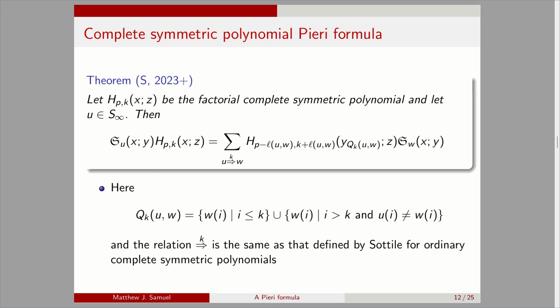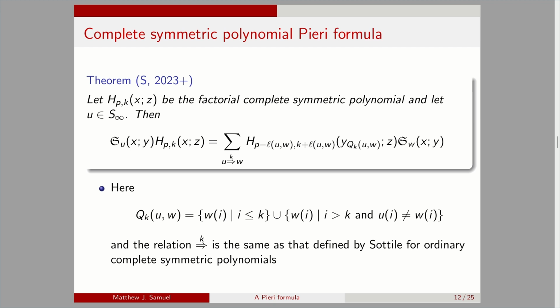And we substitute this set Q k of u, w for the indices of the y variables, and we leave the z variables alone. So Q k of u, w is defined as the set of all w_i such that i is less than or equal to k, all of those, and union the set of all w_i such that i is greater than k and u_i is not equal to w_i.